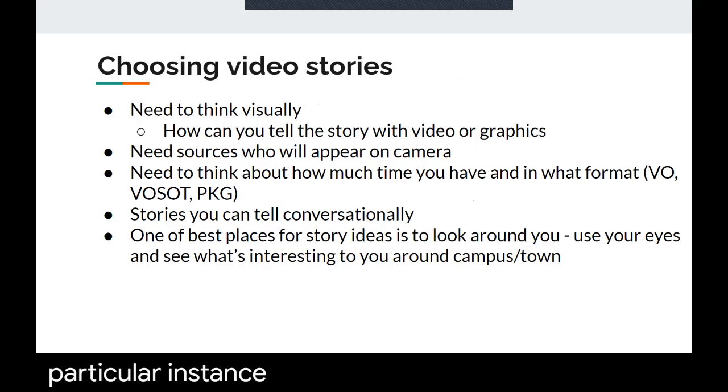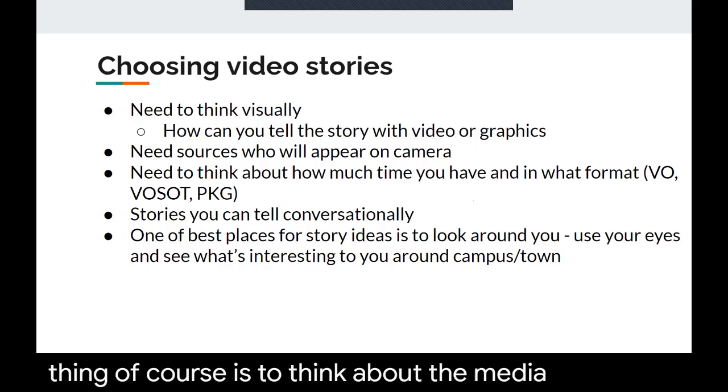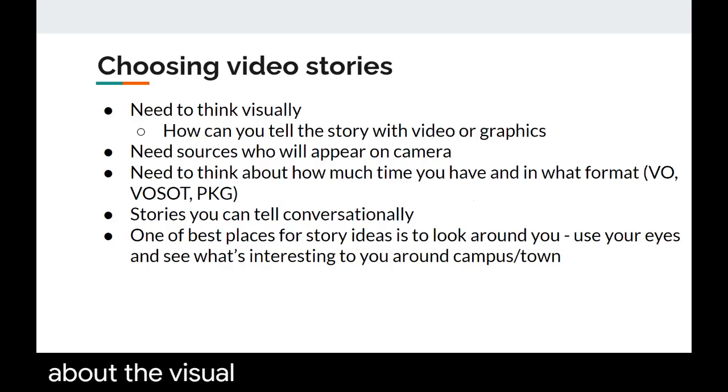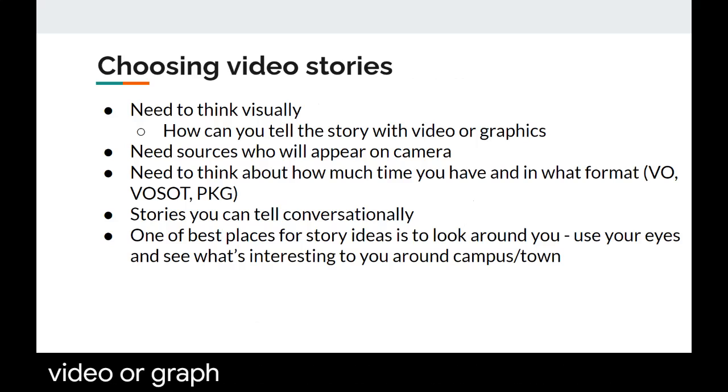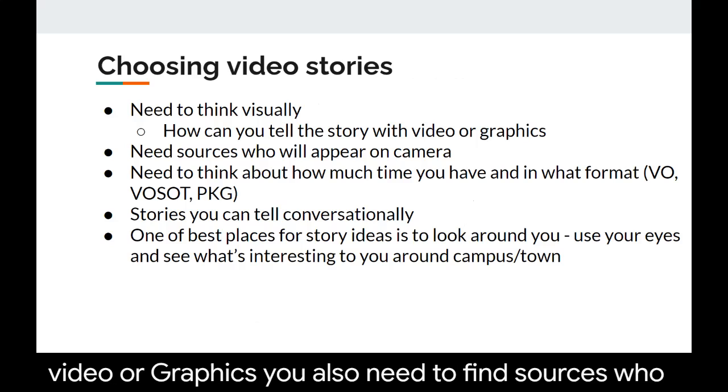When you're thinking about what stories to choose for television, the most important thing, of course, is to think about the medium. Think about the visual aspects of the story. How can you tell the story in a visually interesting way with either video or graphics? You also need to find sources who will appear on camera.